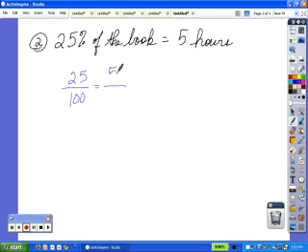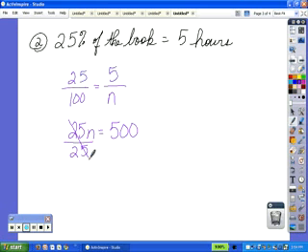So the 5 has to go up top with the 25%. We'll actually be solving for the total amount of time it would take her to read the entire book. So when we cross multiply, we get 25n equals 500. Then we divide both sides by 25, and n would equal 20. Now 20 would be the number of hours it would take to read the entire book.